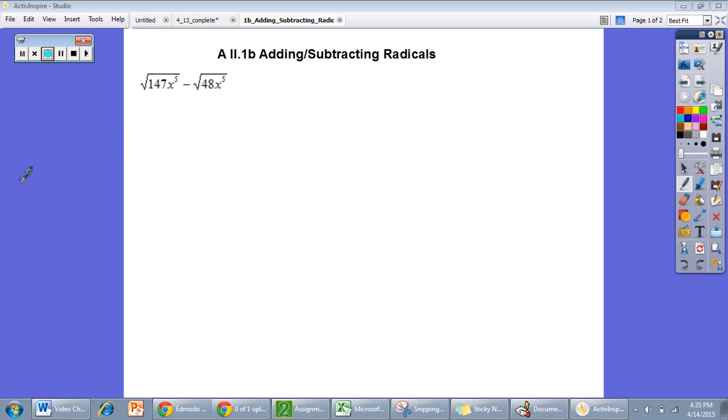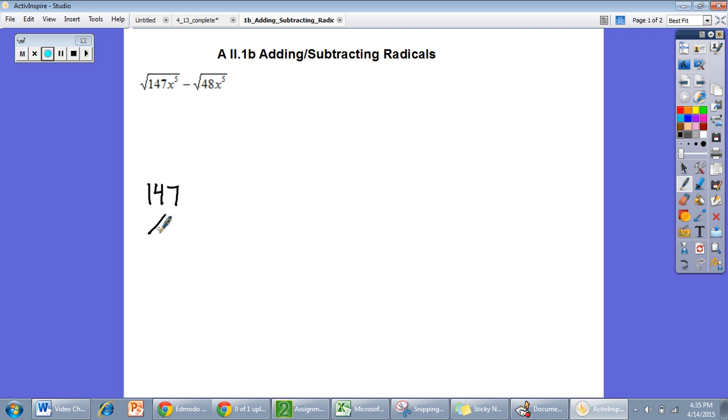This video is to review adding and subtracting radicals. So what we know is that we have to have the same exact thing under the radical in order to add and subtract. So what I'm going to do is reduce each of these radicals in order to subtract them. So I'm going to make a factor tree with 147.